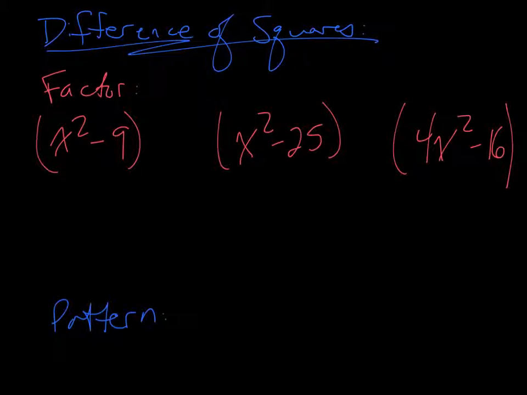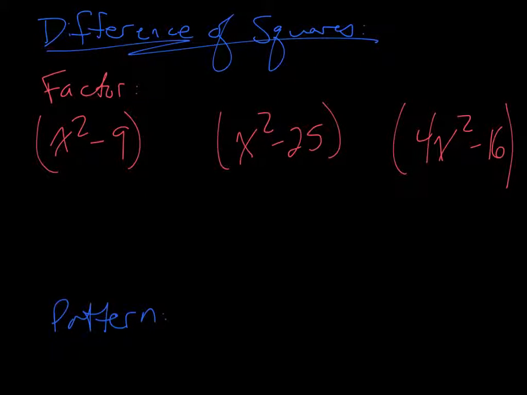So now, when you look at this, you have to look at a couple things. First, this looks like a perfect square, and this looks like a perfect square. So you already know that you're looking at a special case. The second thing that's different now is that you've got a difference, or a subtraction sign. So this is a difference of two squares, hence the title, difference of squares.